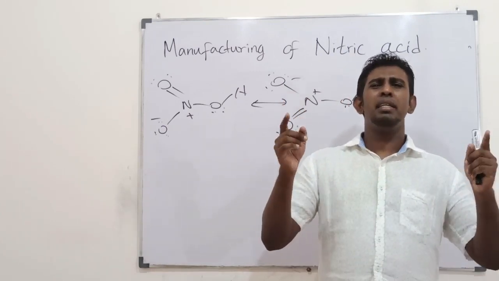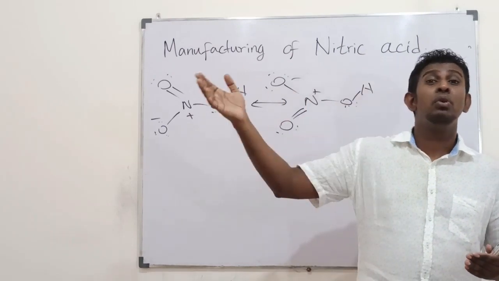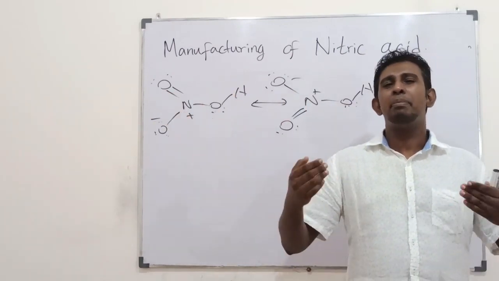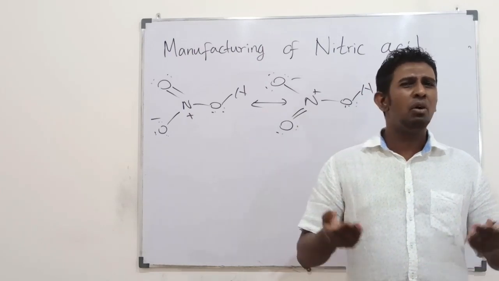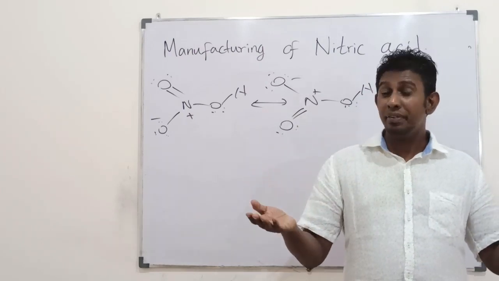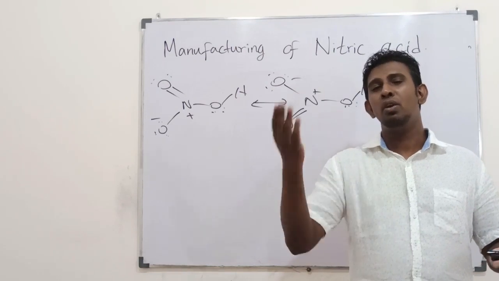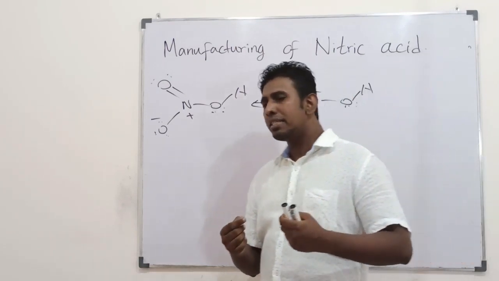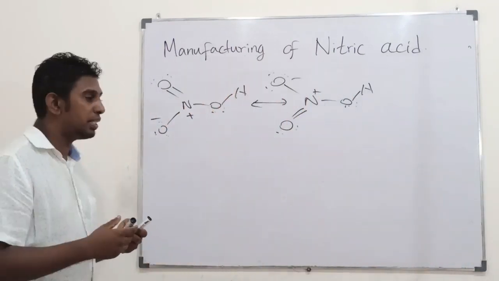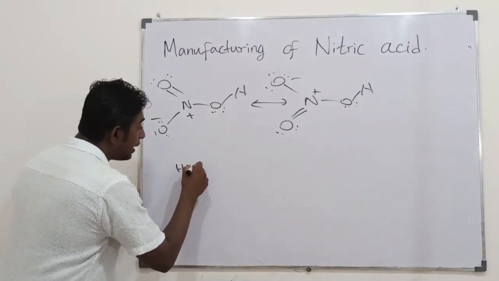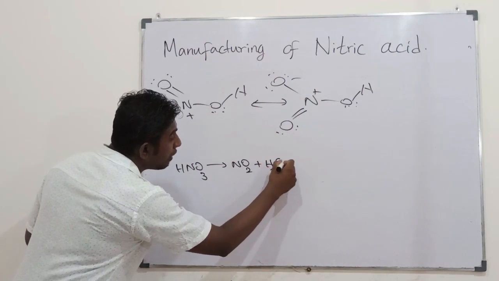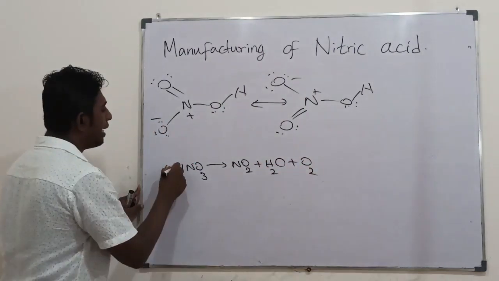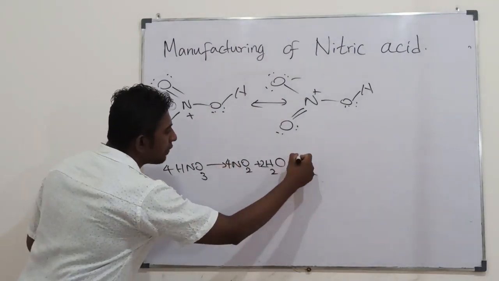But when you find your nitric acid bottle in the school laboratory, it would appear either pale yellow or a little bit brown. How could it be? If it is colorless, how could it turn pale yellow? Nitric acid could undergo decomposition in a way like this: HNO3 decomposes into NO2, H2O and O2. When you balance that, you will find it being this.